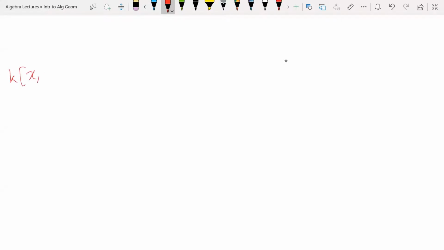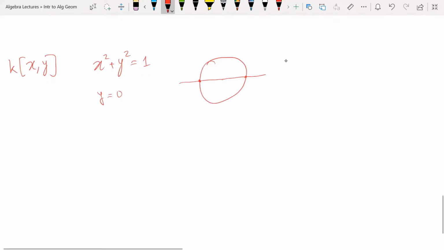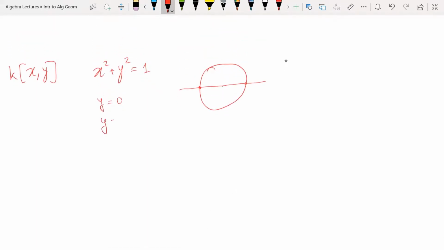So in k[x,y], consider two equations. Maybe x squared plus y squared equals 1, which gives you a circle. Then one intersection is y equals 0, the intersection with the x-axis. From the picture, the multiplicity should be 1. And then y equals 1, which intersects with higher multiplicity, so that should be 2.